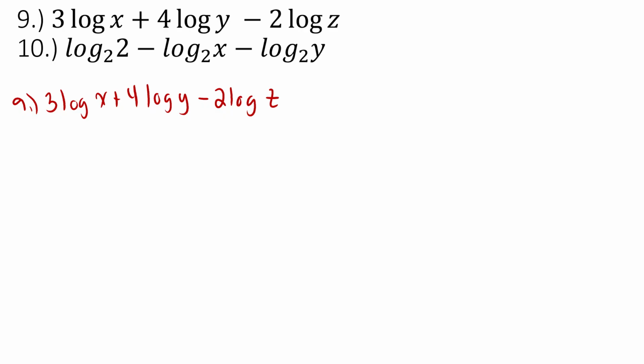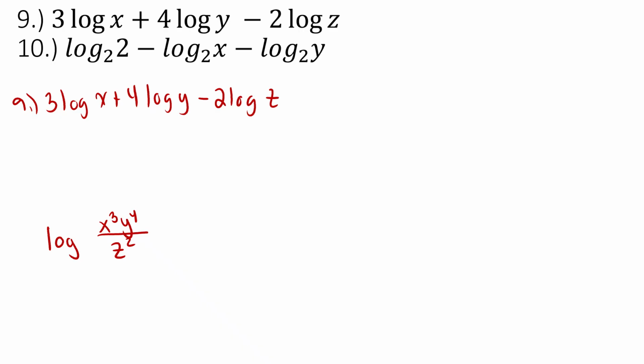All right, so here's what it would look like. This as a single logarithm would be log of x to the third, y to the fourth divided by z squared. Anything that's subtracted is eventually going to land in the denominator. Anything that's added is going to remain in the numerator.